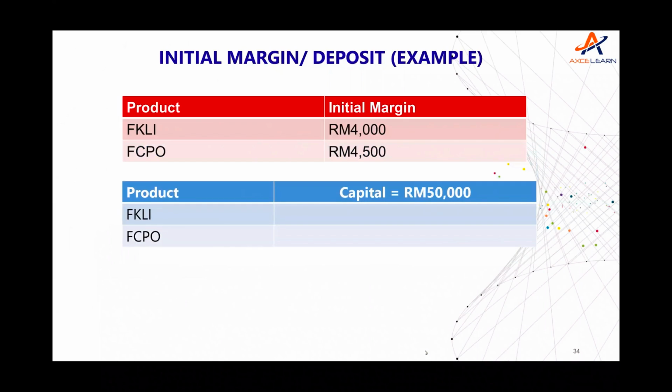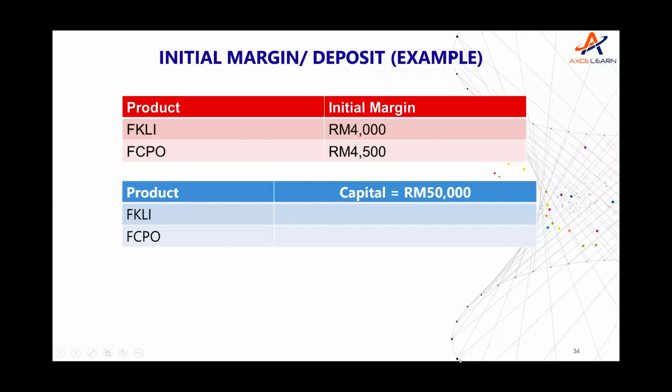Now, I give you an example. Let's say you are going to invest a capital worth Ringgit Malaysia 50,000. I give you 30 seconds to do a calculation. If every contract of FKLI is worth 4,000, and you have a capital of 50,000, how many contracts can you trade? Please calculate. If you know the answer, you can type it into the chat box.